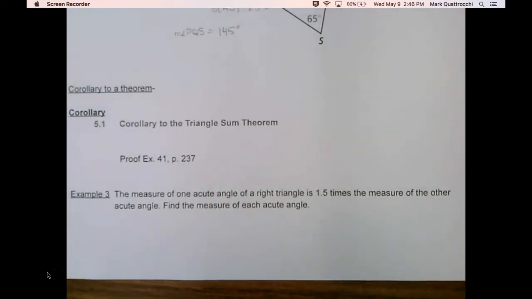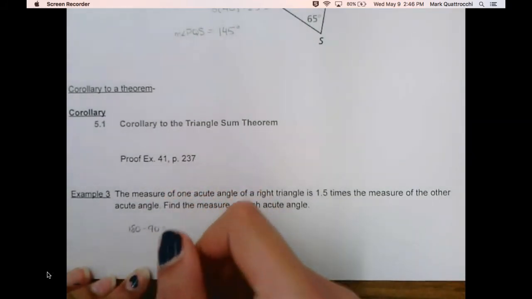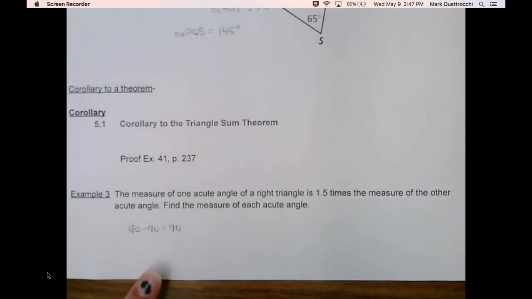Example 3. The measure of one acute angle of a right triangle is 1.5 times the measure of the other acute angle. Find the measure of each acute angle. So we know that one of the angles in a right triangle is equal to 90 degrees, and using the triangle angle theorem, we know that the interior angles of all triangles equal 180 degrees. So using this information, we can subtract 90 from 180 to get 90.